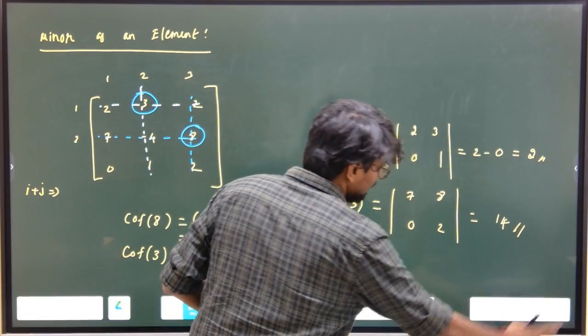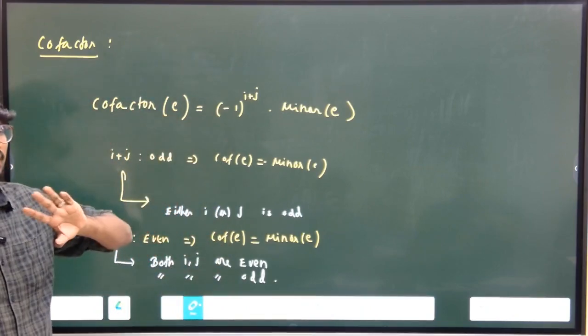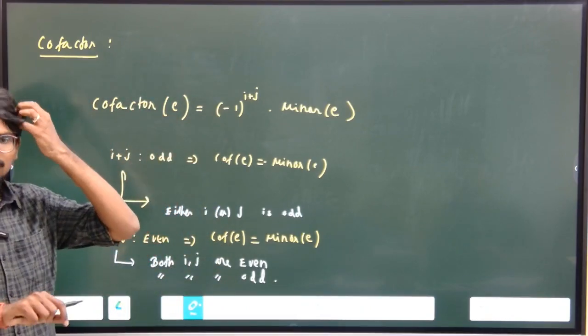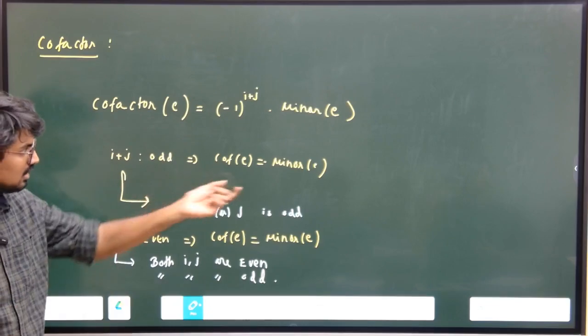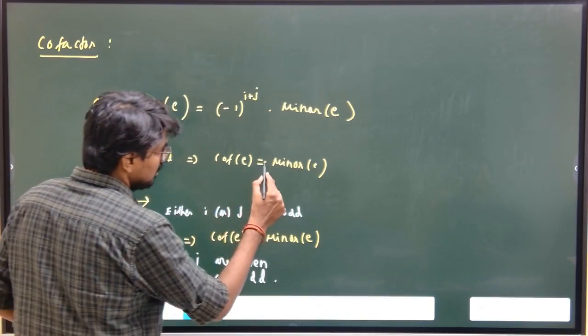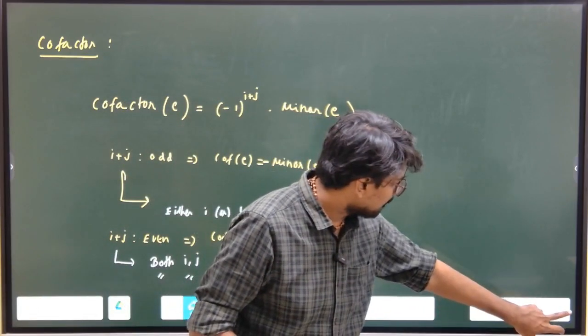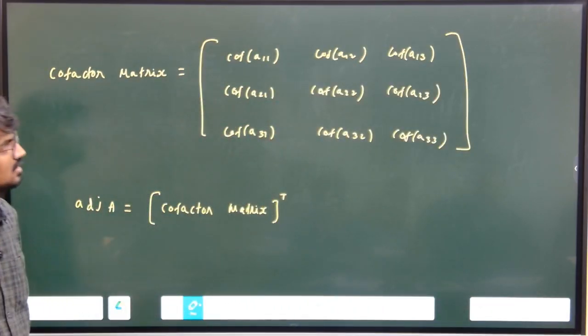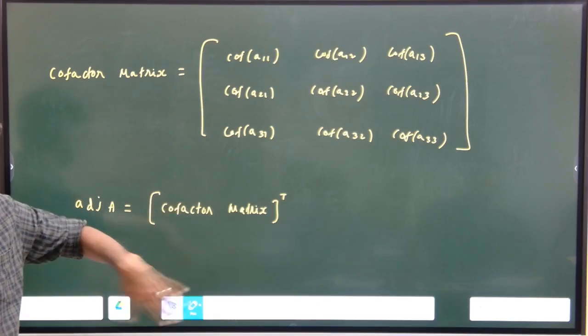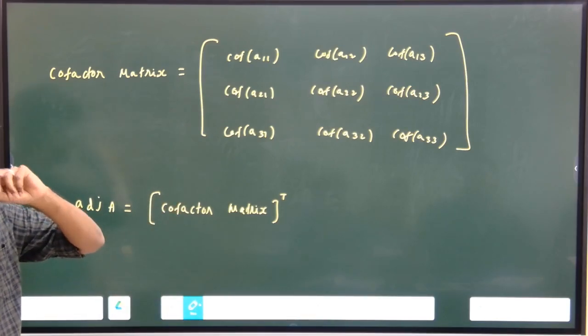For cofactor, I need to multiply with (-1) to the power i plus j. If any one is odd, then minus should be multiplied. If both are even or both are odd, then cofactor and minor will be the same. Cofactor matrix means just forming a matrix with the help of cofactors. Adjoint is the transpose of the cofactor matrix.